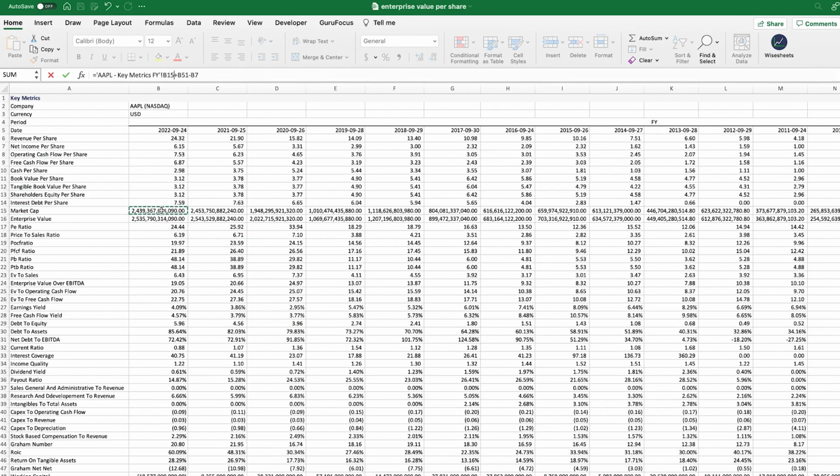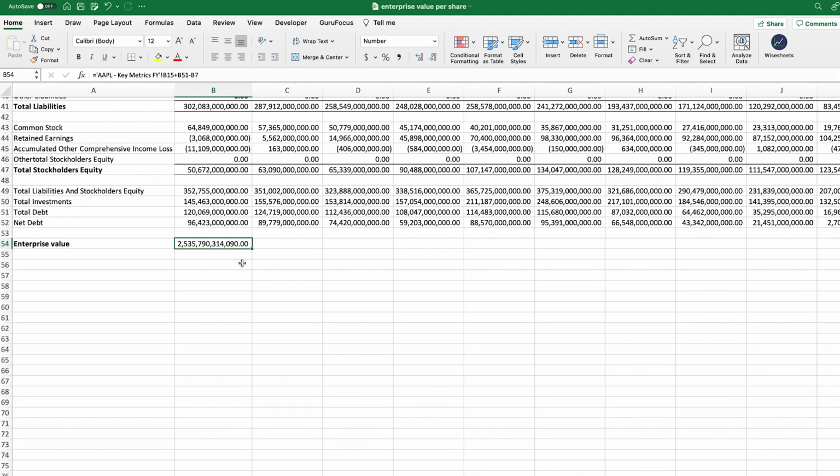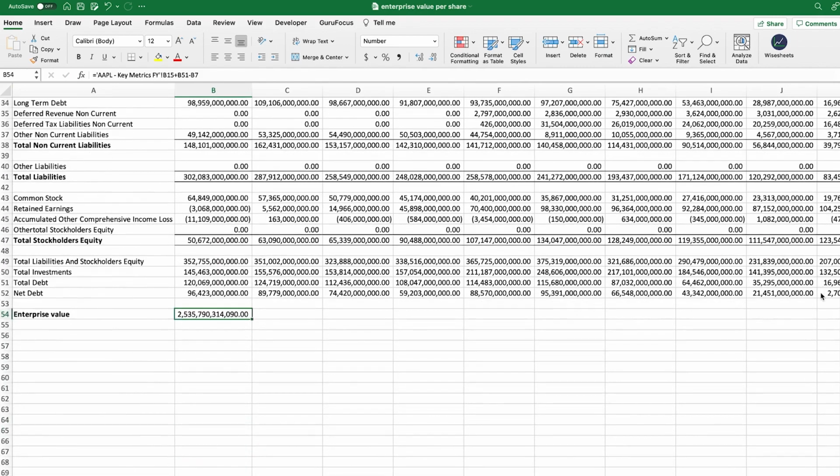So we're going to select this number, and now we can just click enter and here is the enterprise value for Apple, in this case for this particular year, which is 2022. Now what we could also do is to continue to drag the formula and get the value on a historical basis, but I just want to show you how it works.